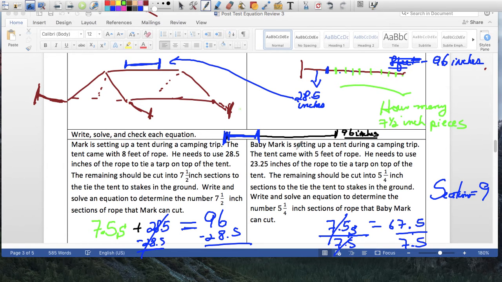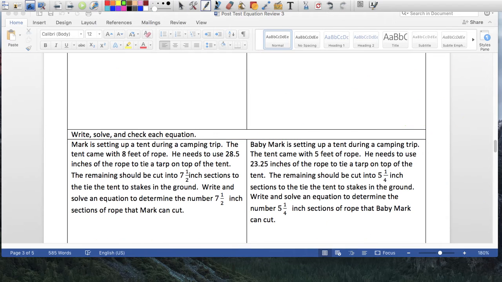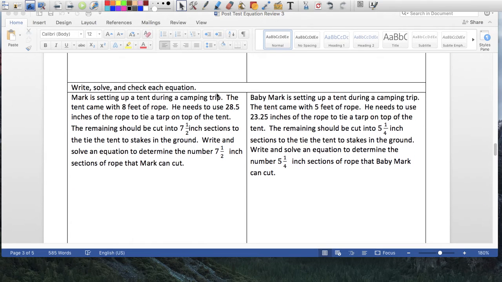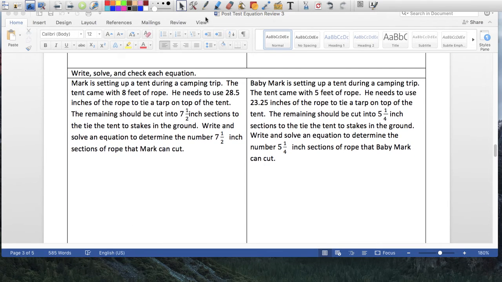And then the remaining part he cut into 7.5 inch sections, right? Sections like this. So how many of these little smaller strings was he able to make? And that's how I made the equation. You know, it's not that bad. I didn't like it when I first read it. So now we're doing it again, so I get to explain it a third time.